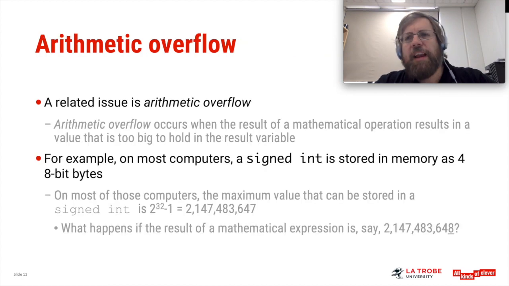A related issue, somewhat related to the sign and magnitude and 2's complement discussion, is arithmetic overflow. That's what occurs when the result of a mathematical operation is a number that is too big to hold in the variable. So for example, on most computers, a signed int is stored in memory as 4 8-bit bytes, so 32 bits total. On most of those computers, the maximum value that can be stored in a signed int is 2 to the 32 minus 1, which is 2,147,483,647.